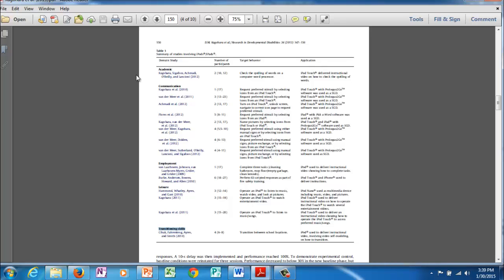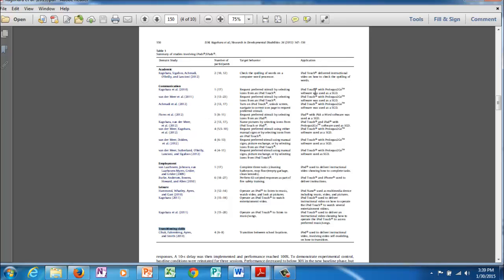So if you look, you can see all of the studies summarized here in this table. This makes this table one of the most valuable pages in this article. You can quickly see at a glance the 15 studies that make up the body of research related to using iPods and iPads to teach students with developmental disabilities like autism certain skills. And we know the types of skills that they've been taught in research: academic, communication, employment, leisure, and transitioning.